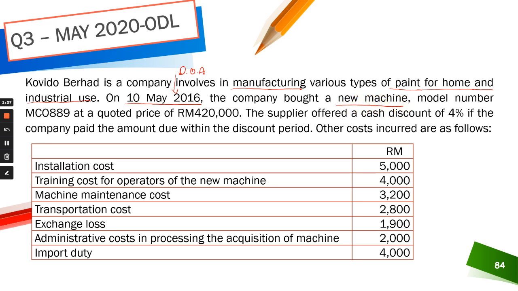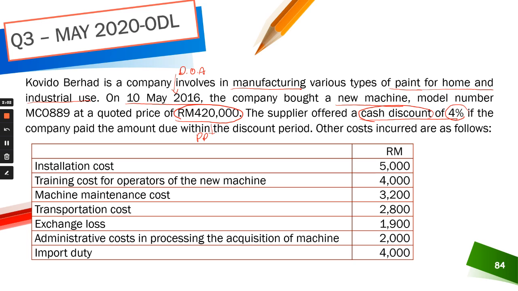And that new machine, model MCO 889, was at a quoted price of 420,000. This 420,000 is your purchase price. And the supplier offered a cash discount of 4%. So that cash discount will be assumed to be taken, right? And we assume that the company will be paying the amount within the discount period.